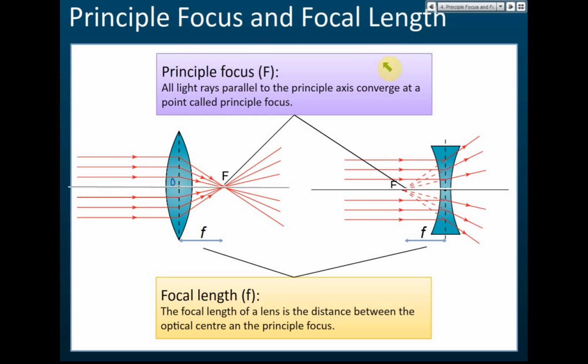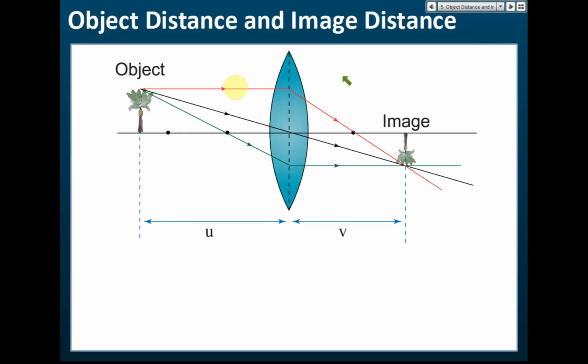Is the principal focus the same as the focal point? No, it's not the same. The focal point and the principal focus are not the same. I will show you when we draw the ray diagram. The focal point can be at any place, but we have only one principal focus. Actually two, one principal focus on each side.